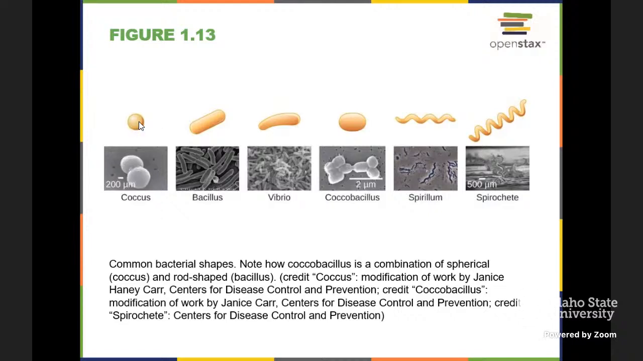Lots of bacteria are spherical, coccus, singular, cocci, plural. If you're looking at it and see boatloads of these spheres all over, cocci, staphylococci, streptococci, these are spherical bacteria.